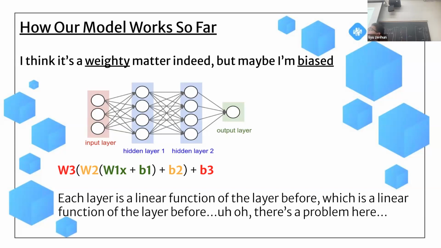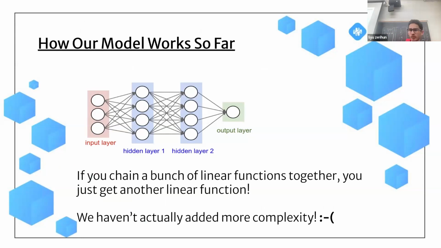But the thing is, if you take a linear function and then apply another linear function to it, you're just going to get another constant times your input plus a bias. If you do it again, you get the same thing. So the problem is, when you just keep applying linear transformations like this, you still end up with a simple linear transformation. Adding these extra layers is not actually making your model more complex, because you still just end up with a constant times your input plus a bias. And that's not really helpful.